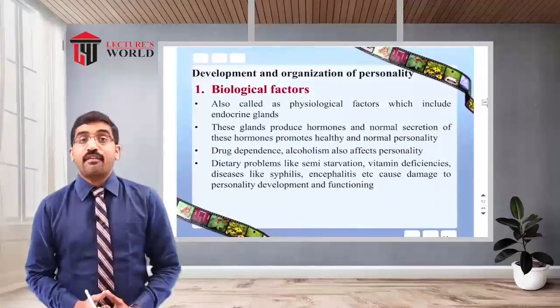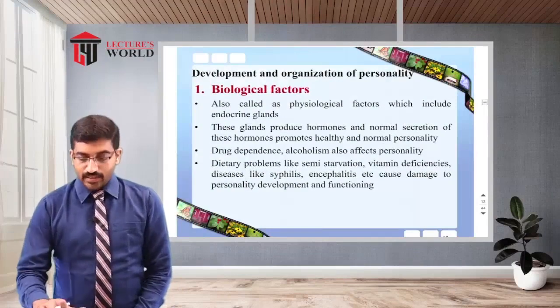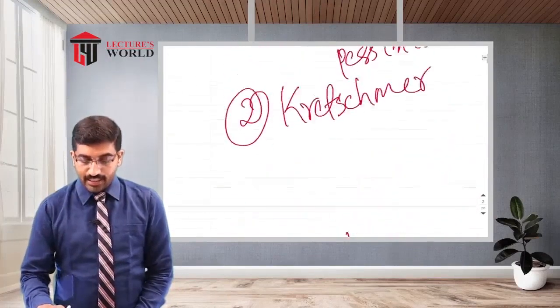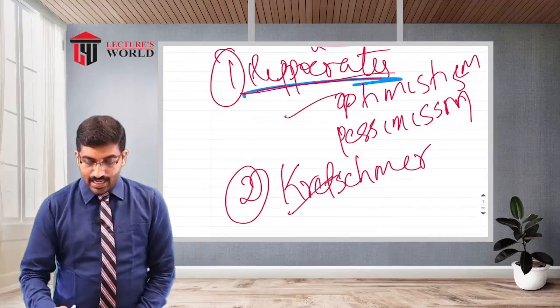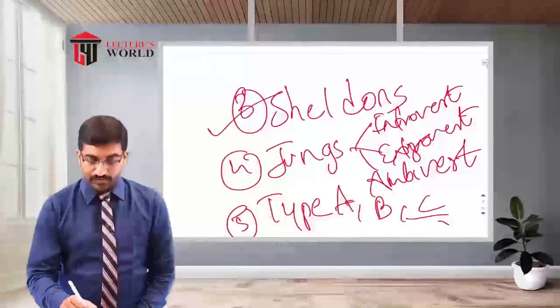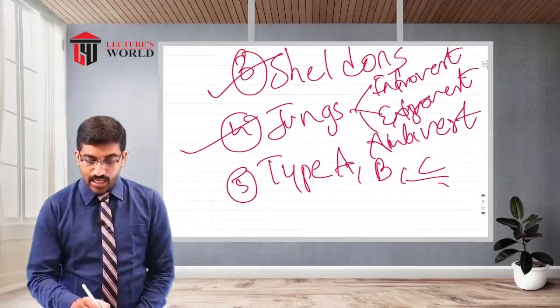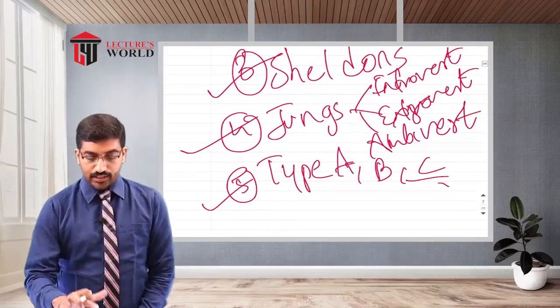So these are 5 types of personalities. Which are the 5 types of personality you have seen? Hippocrates personality, then Kretschmer's personality, then we have seen Sheldon's classification, Jung's classification, and even Rosenman's classification.